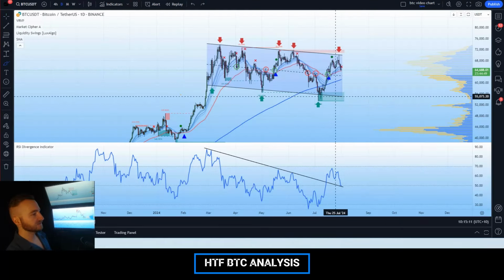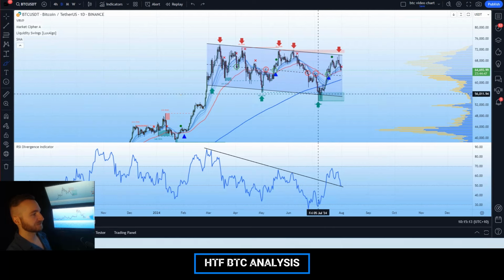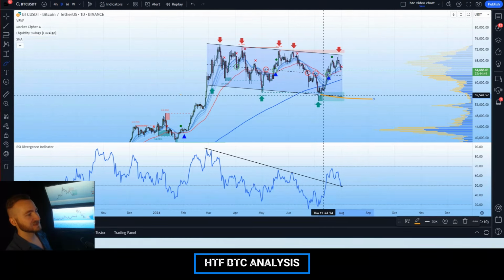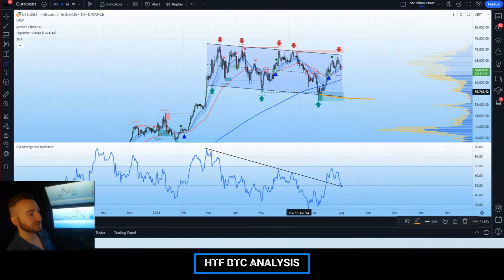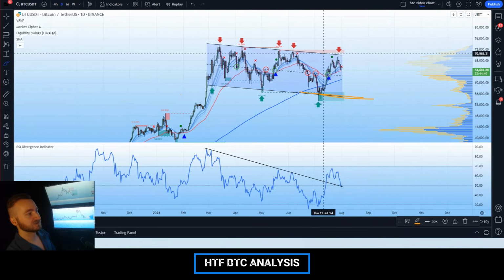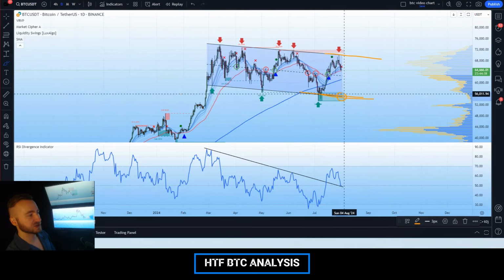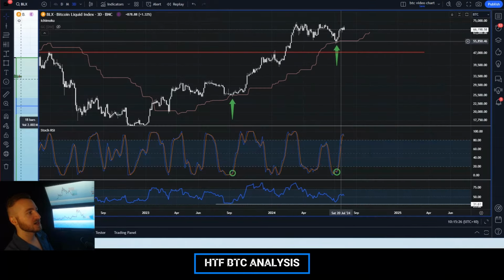Where is that level? Guess where that level is? 55,000 is smack bang right over here in this liquidity pocket. In fact, it represents the downtrend of the channel. So we know that a loss of the downtrend of the channel would trigger the bearish validation point on the macro, triggering a macro continuation downwards.